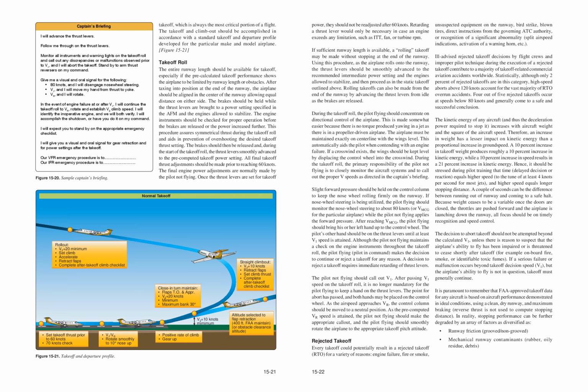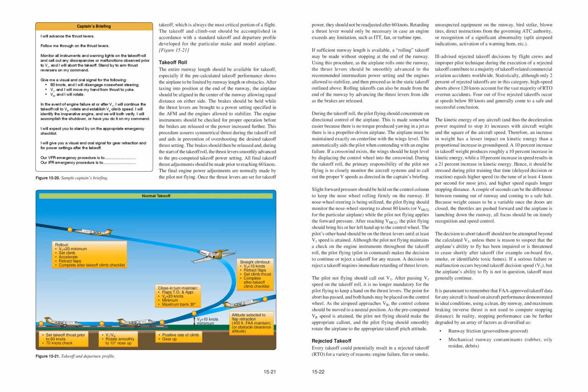Normal takeoff. Rollout. V2 plus 20 minimum, set climb thrust, accelerate, retract flaps, complete after takeoff climb checklist. Close-in turn: maintain flaps takeoff and approximately V2 plus 20 knots minimum, maximum bank 30 degrees. V2 plus 10 knots minimum. Set takeoff thrust prior to 60 knots. 70 knots check. V1/VR, rotate smoothly to 10 degrees nose up. Positive rate of climb, gear up. Figure 15-21. Takeoff and departure profile.